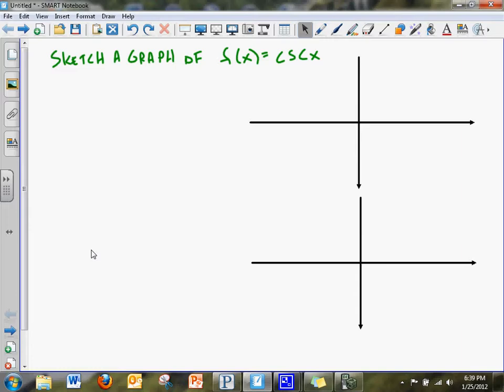So on the bottom graph is where I'm going to sketch cosecant of x. And on the top graph, I'm going to sketch sine of x, because cosecant of x is equal to the inverse, or the reciprocal, of sine. Okay? So sine, let's start there.